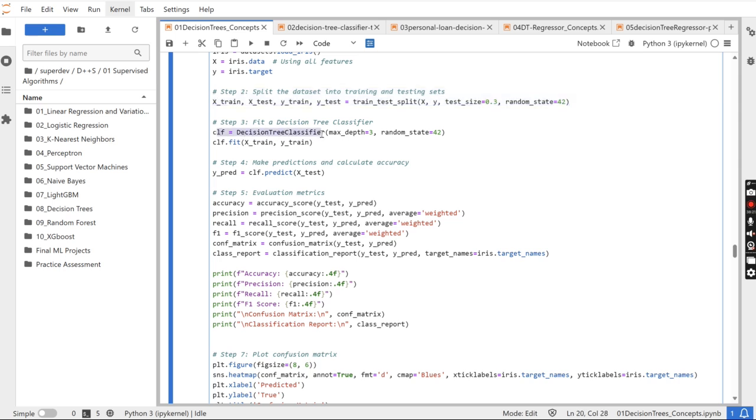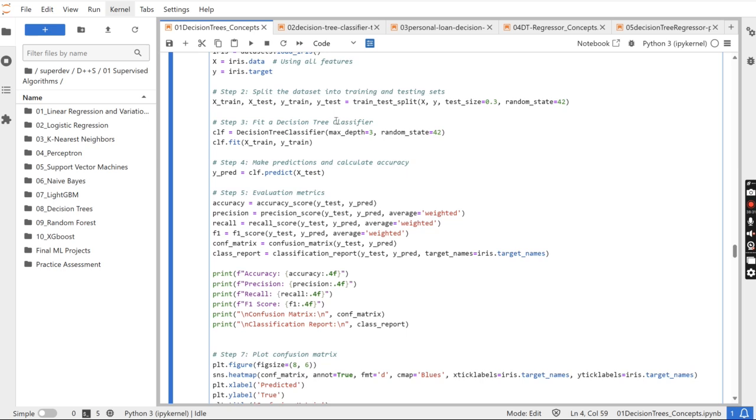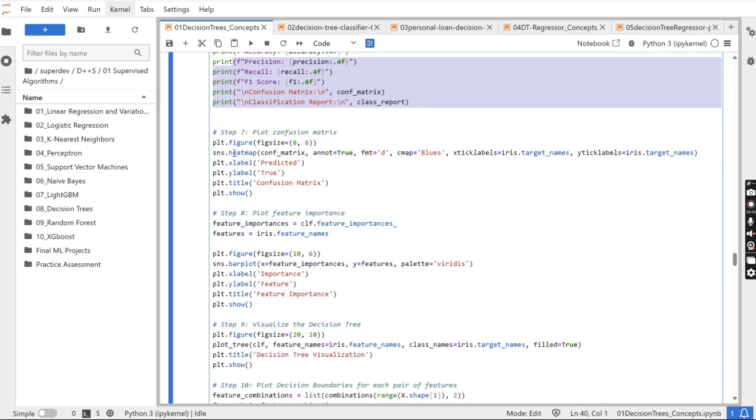Then you will call the DecisionTreeClassifier, which is present in sklearn.tree. In sklearn.tree you have a lot of things. So you will call that function. You will set max depth. If you want, you can set the minimum samples per node. And then you will fit the data. You will call the prediction. You will calculate the prediction scores. You will print the scores. You will plot.